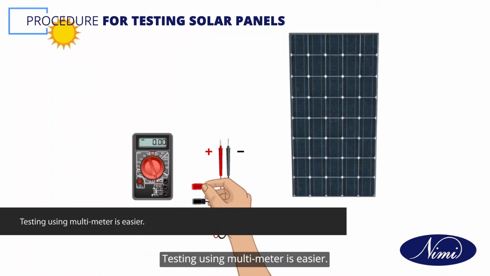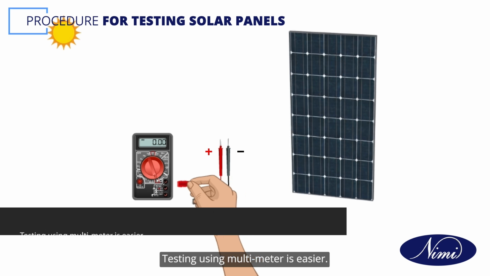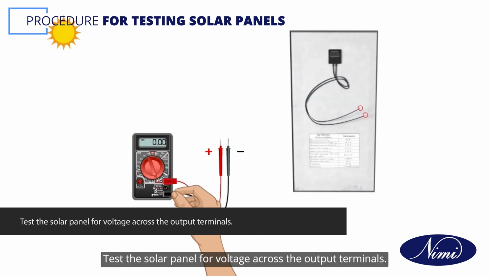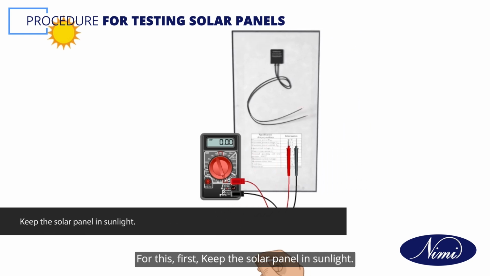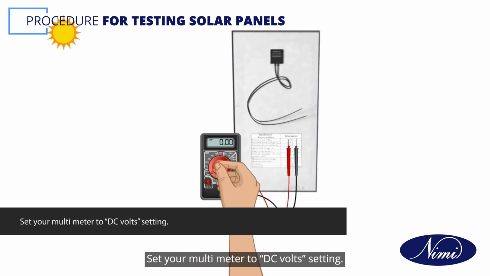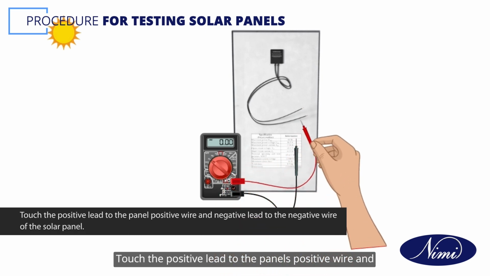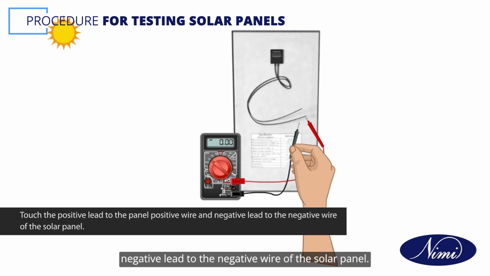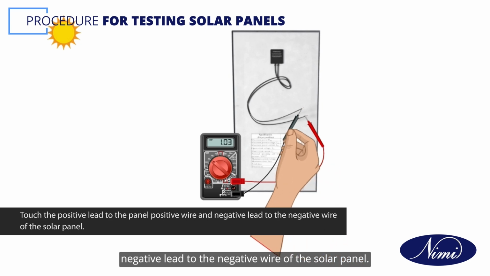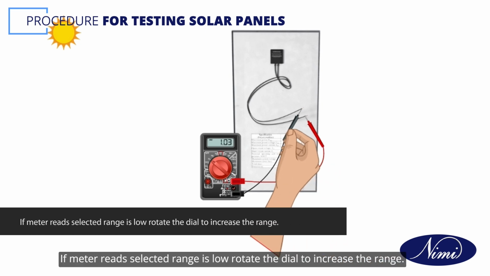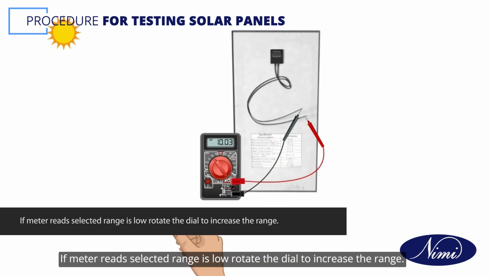Testing using multimeter is easier. Test the solar panel for voltage across the output terminals. For this, first keep the solar panel in sunlight. Set your multimeter to DC volts setting. Touch the positive lead to the panel's positive wire and negative lead to the negative wire of the solar panel. If meter reads selected range is low, rotate the dial to increase the range.